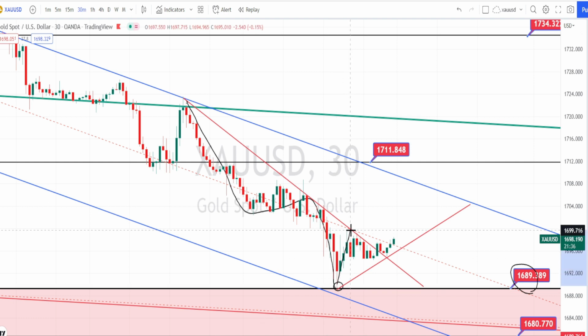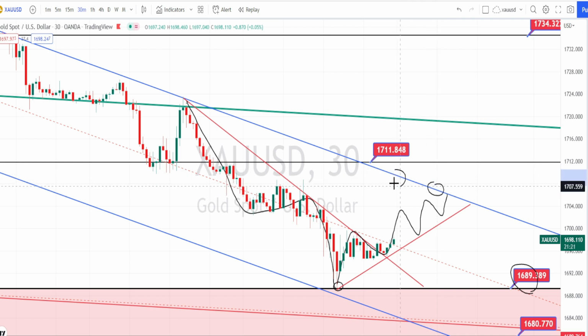So as long as the price action doesn't break this support line, we can expect the bullish side retracement to continue in the 30 minutes time frame. The next level of resistance is going to be the bearish channel pattern resistance line from the hourly time frame. And if the price action breaks this resistance line, we have the higher time frame resistance level of 1711, which it has to break in order to continue further on the bullish side retracement.